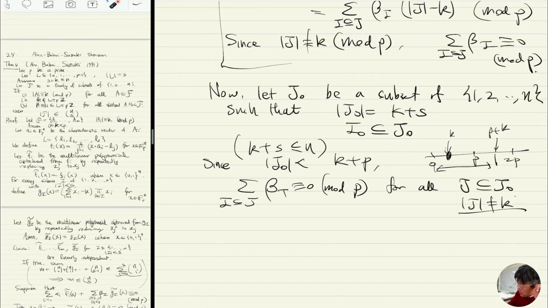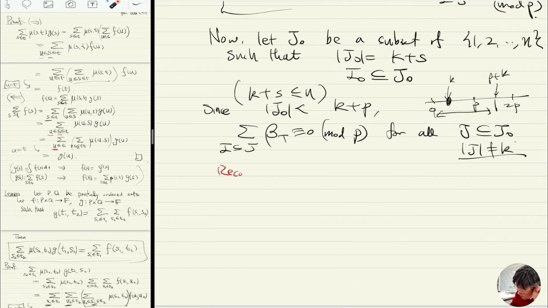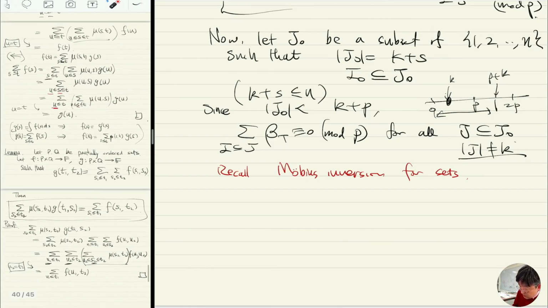Now, this is where we're going to use the Mavericks inversion formula. Recall the Mavericks inversion formula. But now we're going to use it for sets. So what we're going to use is a version where, on the left hand side, you see this thing.